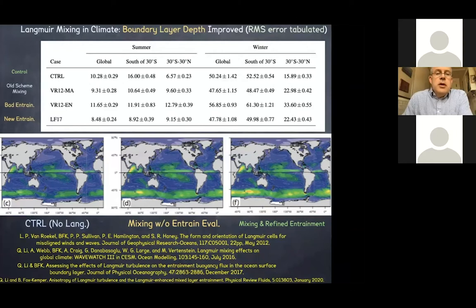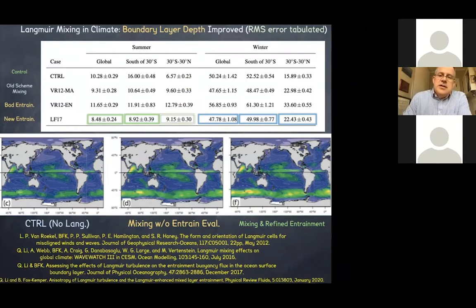So in a series of papers, we've been developing Langmuir mixing schemes. And really the only point that we have to know here is that if you have a climate model without a representation of Langmuir, it has a different boundary layer depth than one that does. And you can then go and ask whether the boundary layer depth in this version of the model that includes the Langmuir mixing is better than that one.